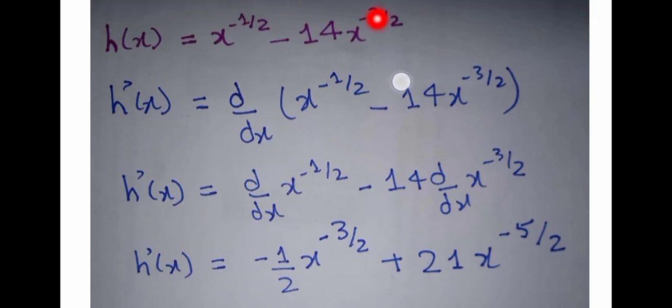Then we have this question. This is very simple. Again we differentiate on both sides and we subtract 1 from each exponent, and this power comes in the front, and we get negative 1 over 2 x raised to power negative 3 over 2 plus 21 x raised to power negative 5 over 2.